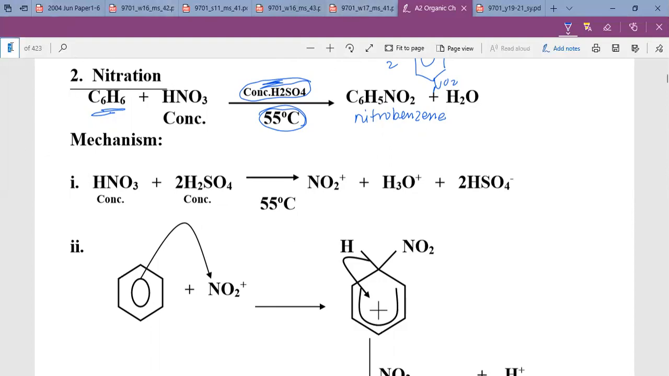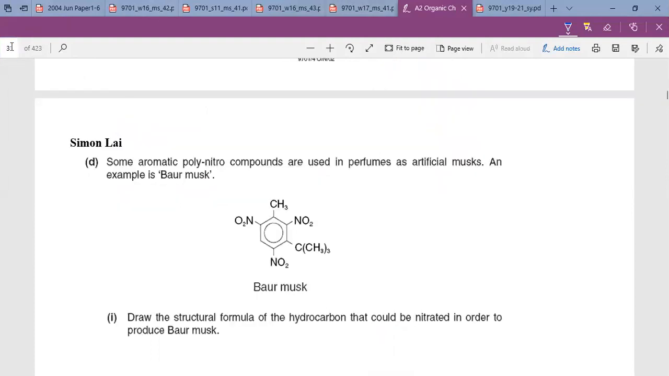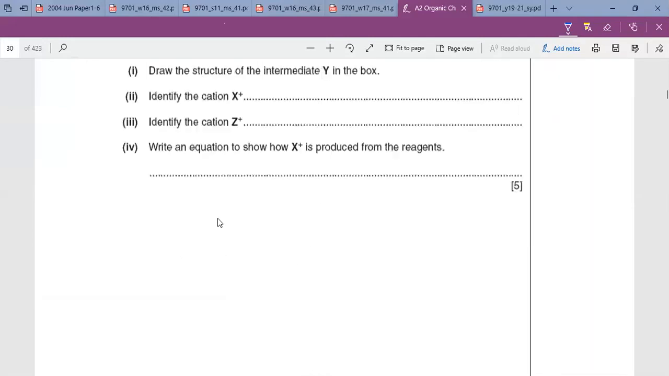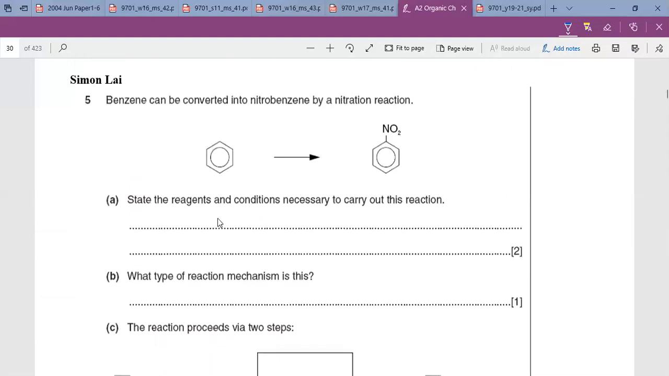So, it's page 7, page 13. See here. Benzene can be converted to nitrobenzene by nitration. If it's chlorine, Cl2 and Br2, they call it halogenation, chlorination or bromination. So it's nitration from here to here, right? State the reagents and conditions necessary to carry out this reaction. See now, very simple. 2 marks.